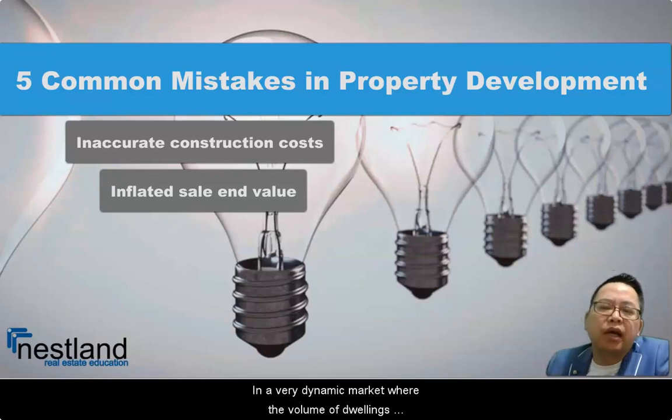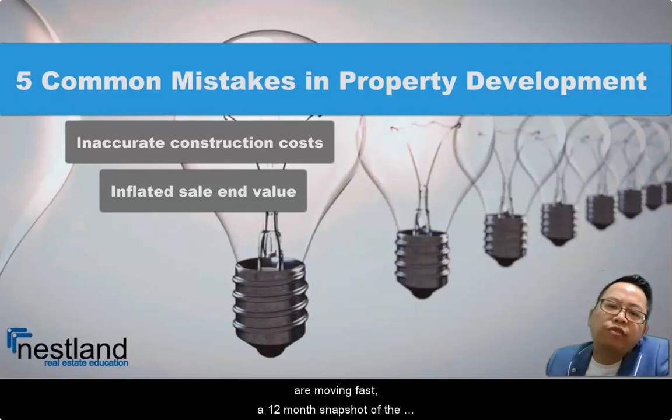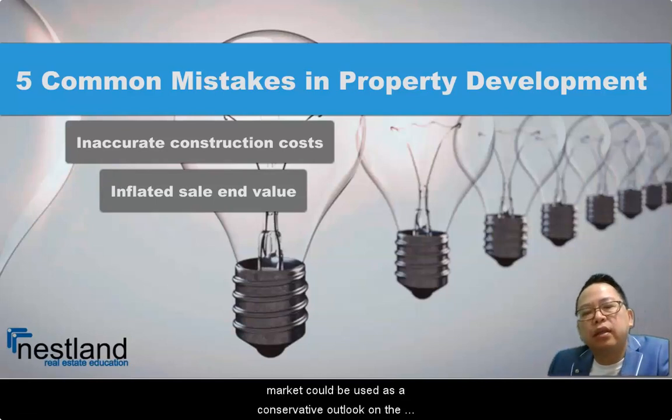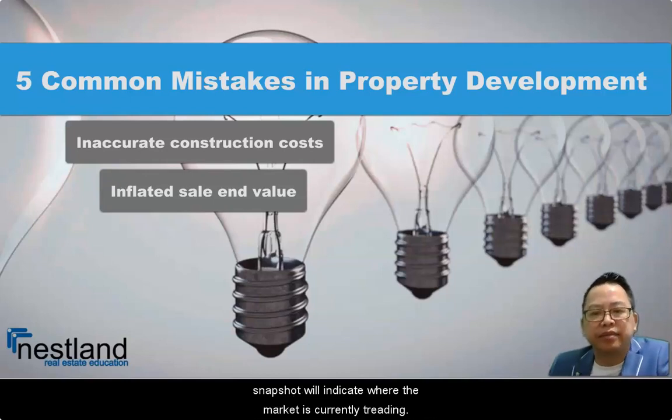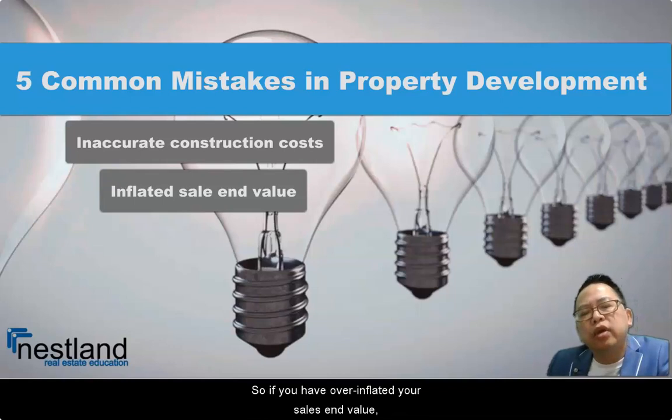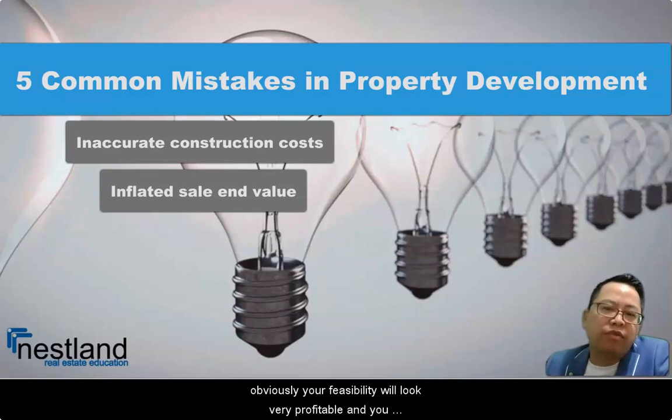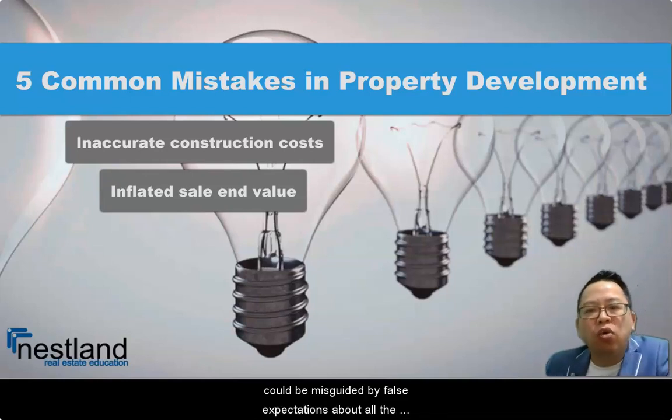In a very dynamic market where the volume of dwellings are moving fast, a 12-month snapshot of a market could be used as a conservative outlook on the price movement, but a monthly or quarterly snapshot will indicate where the market is currently trading. So, if you have overinflated your sales end value, obviously your feasibility will look very profitable, and you could be misguided by false expectation about all the other mistakes below.